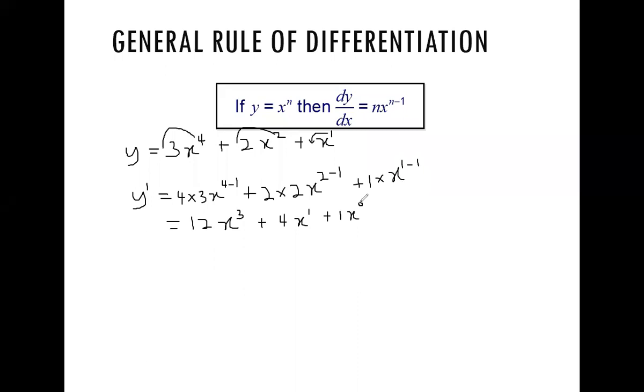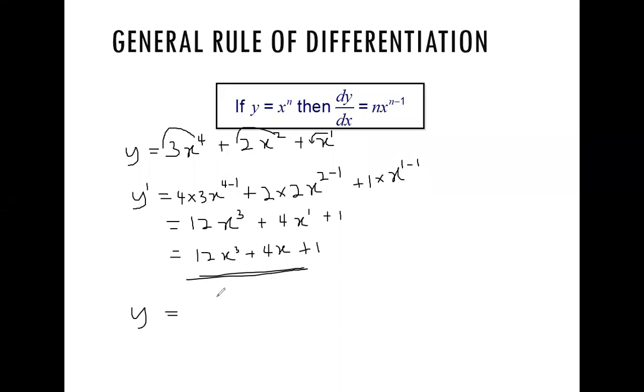But we all know that any number raised to the power 0 is 1, right? Good. So which means that we can just write at this side, this is 1 times 1, which is 1. So the final answer is 12x cubed plus 4x plus 1. Good. So that's the derivative of the given function. Basically, that is the rule. Try this for me at home. Try it at your end.